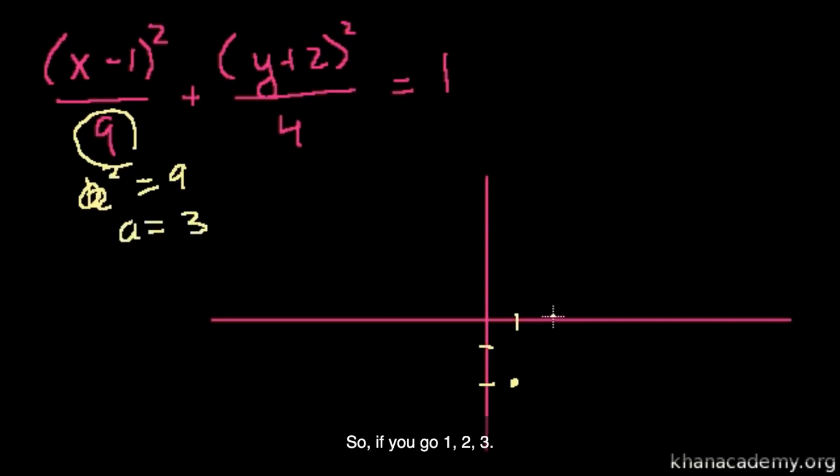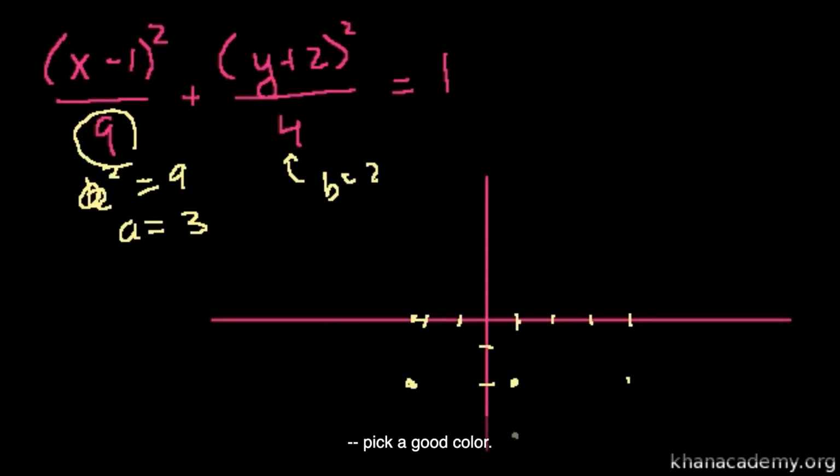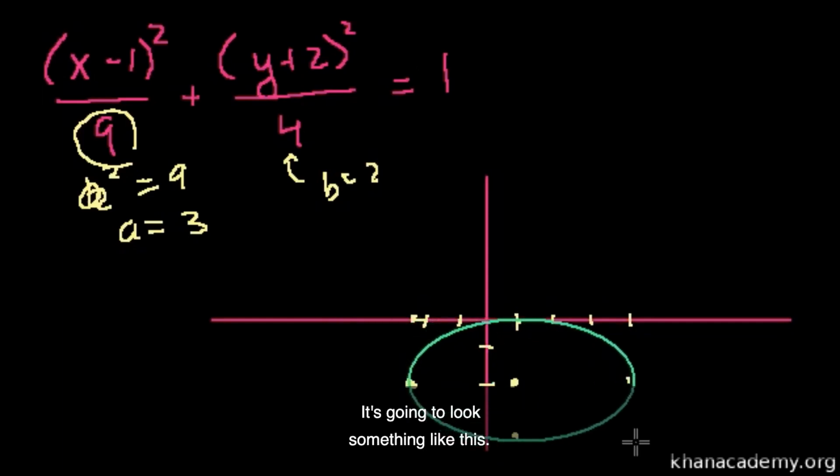So if we go 1, 2, 3 to the right, and 1, 2, 3 to the left, roughly there. And then in the y direction, the semi-minor radius is going to be 2, right? The square root of that. So b is equal to 2. So you go up 2, then you go down 2. And this ellipse is going to look something like this.